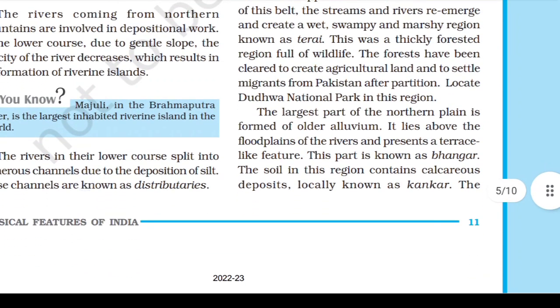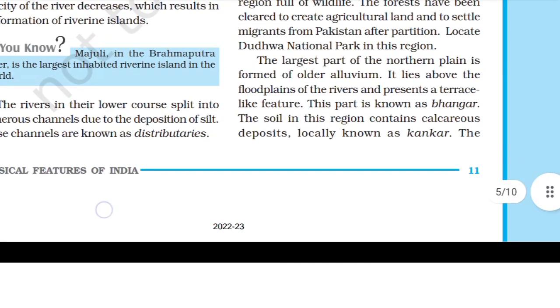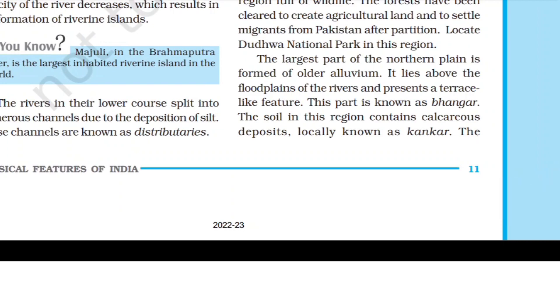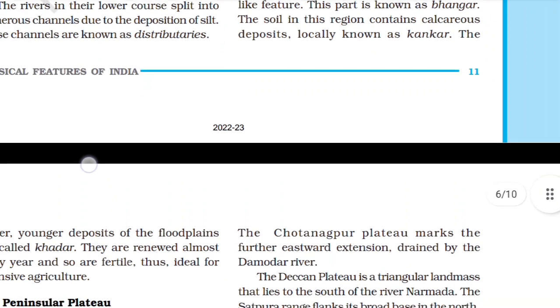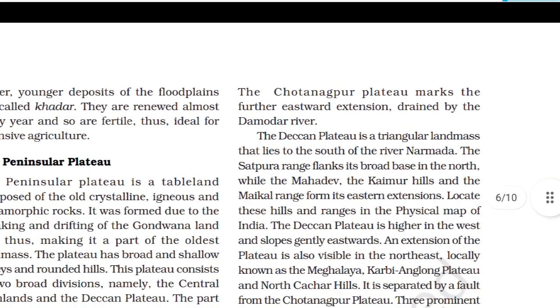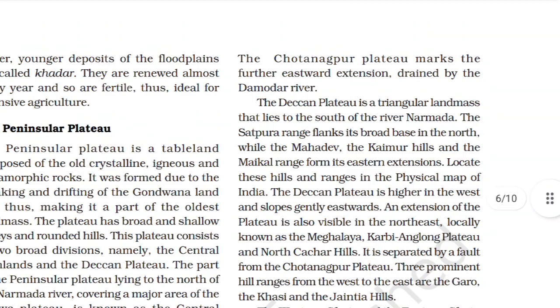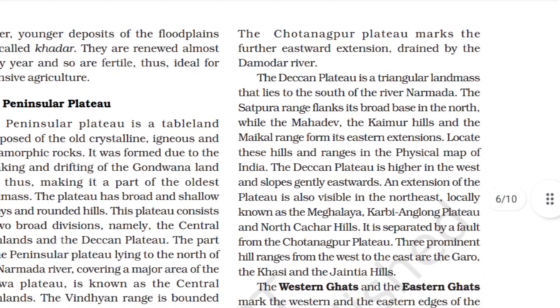The largest part of the northern plain is formed of older alluvium. It lies above the floodplains of the rivers and presents terrace-like features. This part is known as Bangar. The soil in the region contains calcareous deposits, locally known as Kankar. The young deposits of the floodplains are known as Khadar. It is renewed almost every year and so is fertile. This is ideal for intense agriculture.